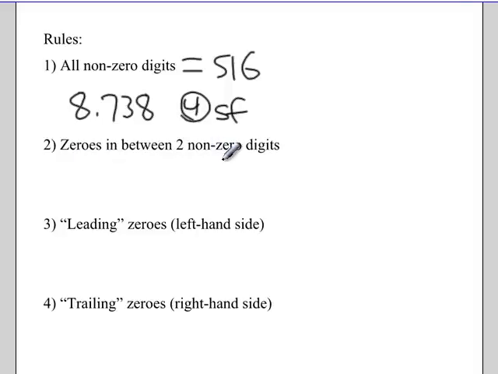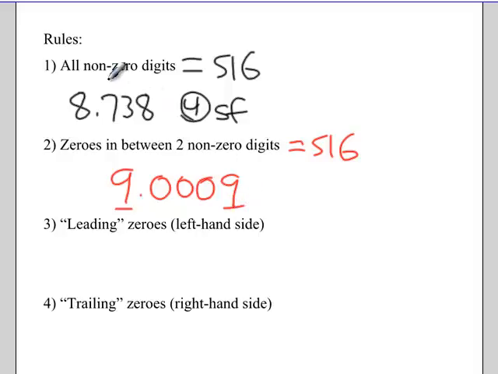If a zero is in between two non-zero digits, then it's also significant or meaningful. So the number 9.0009. It doesn't matter whether there's a decimal point or not. These zeros are in between the nines, so by rule number 2, these are also significant. So the nines are significant by rule number 1, and these zeros are significant. I'll underline the ones that are meaningful. So this shows 5 sig figs.